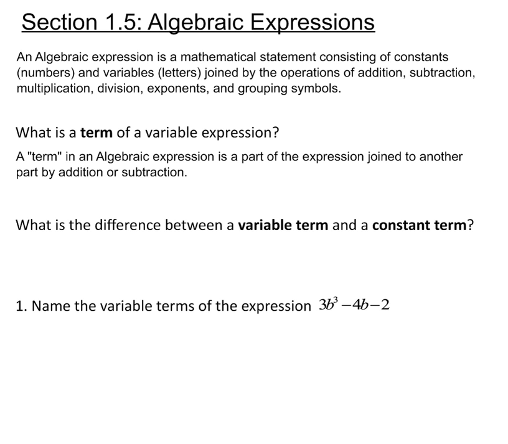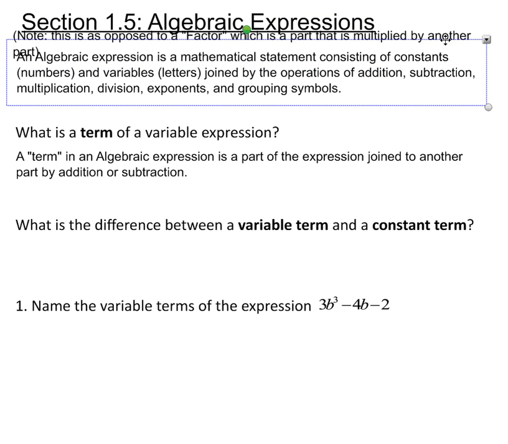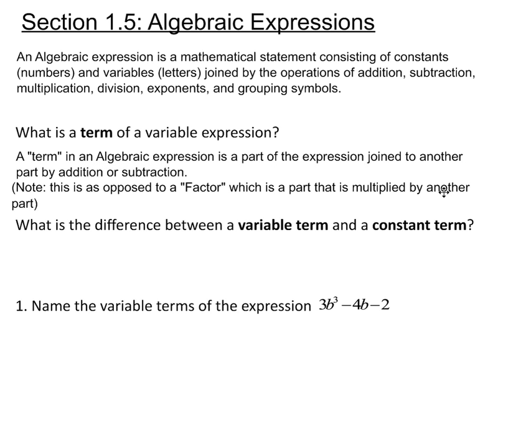Now, I would make a quick note. There are other words for parts of an expression. People seem to use the word term pretty interchangeably, just like it's used in the regular English language. In fact, there is a big difference from what we know of as terms in the English language, and that is this. A term in an algebraic expression is opposed to, let's say, a factor, which is part of an algebraic expression that's multiplied by another part.